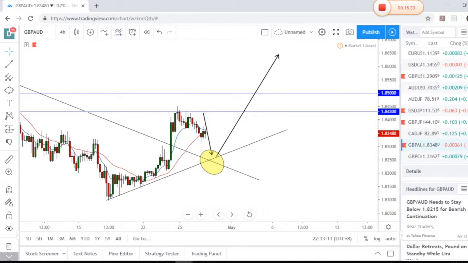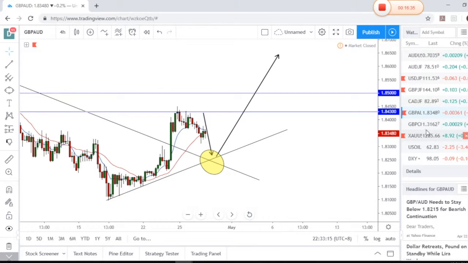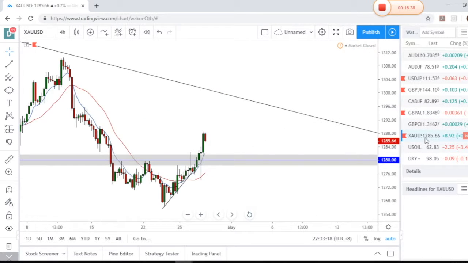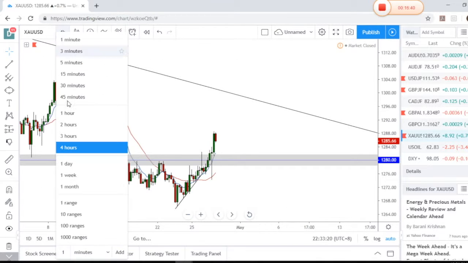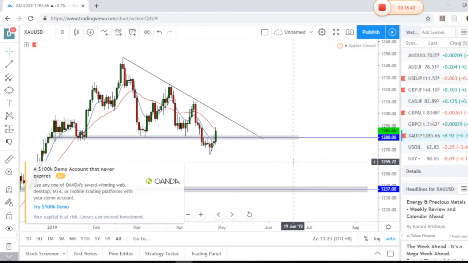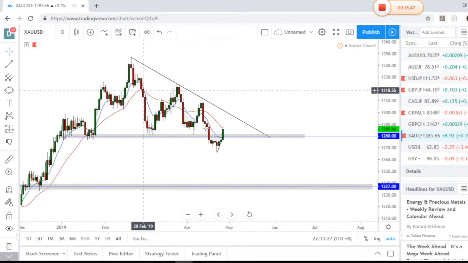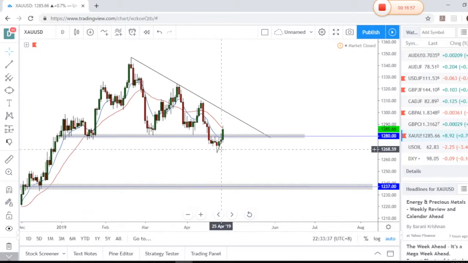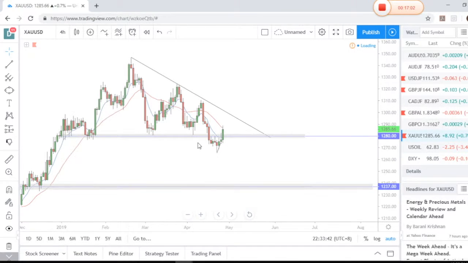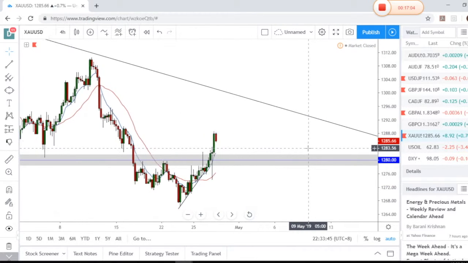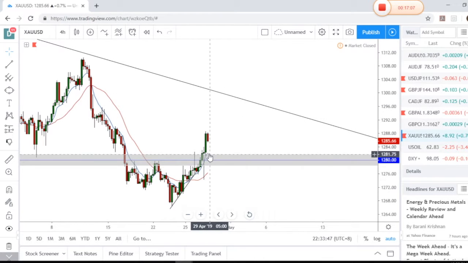And next we will have our gold. Looking back at gold, a massive trade right here. Overall it's still in a downtrend, where we can see the lower highs and lower lows already formed: a lower low, lower high, lower low, and lower low here. So now price may retest back to our daily trend line here.